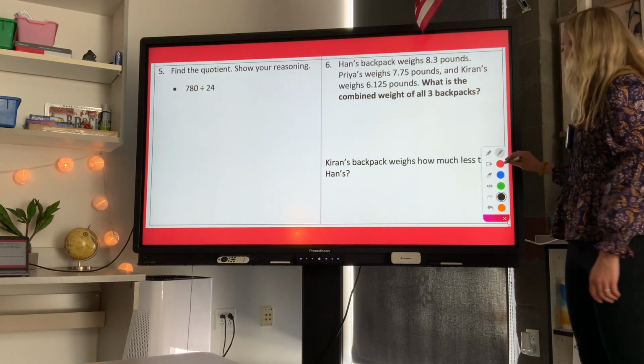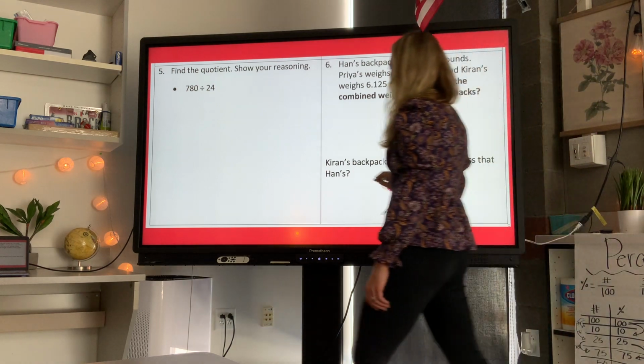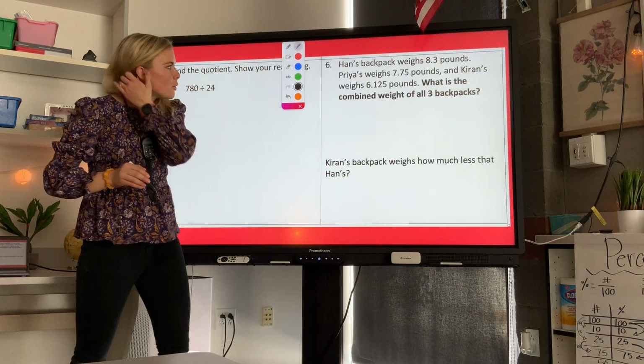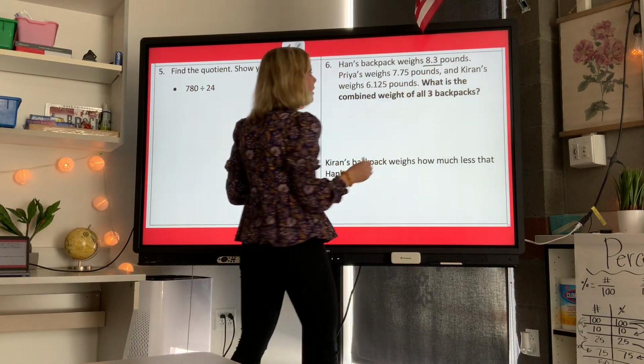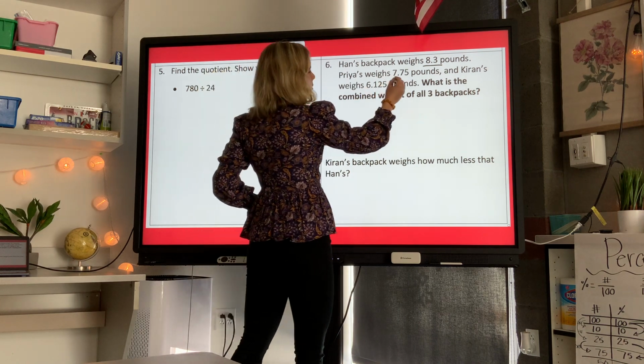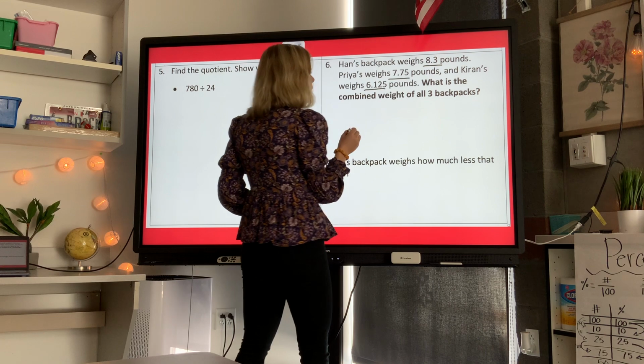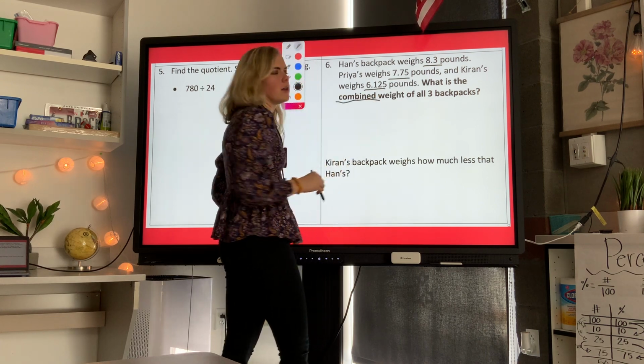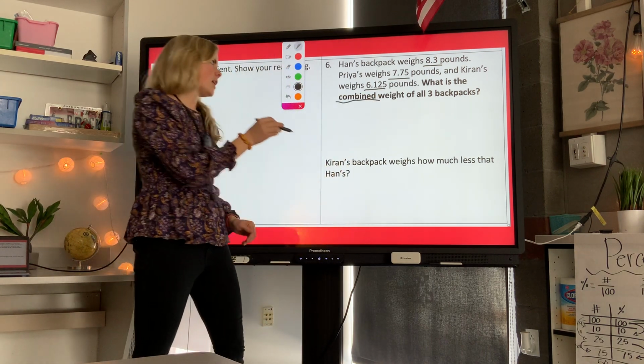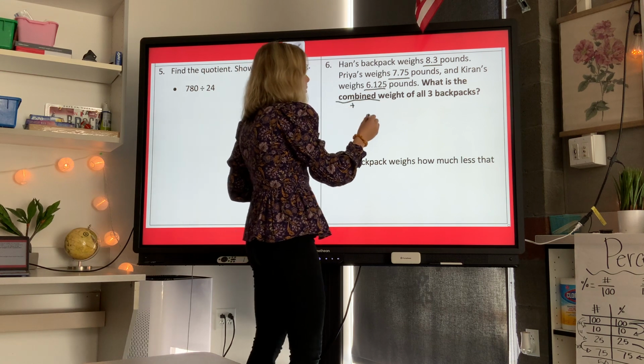Okay, number 6. Over here. Han's backpack weighs 8.3 pounds, Priya's weighs 7.75 pounds, and Kieran's weighs 6.125 pounds. What is the combined weight? So combined means addition, right? So we're just going to add them up. So we're just going to line them up.